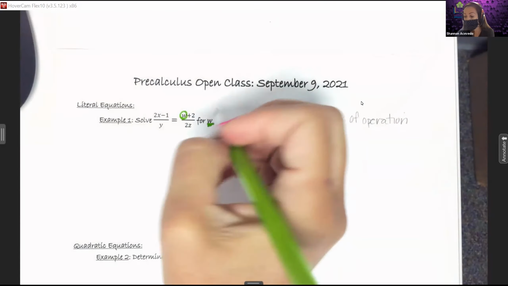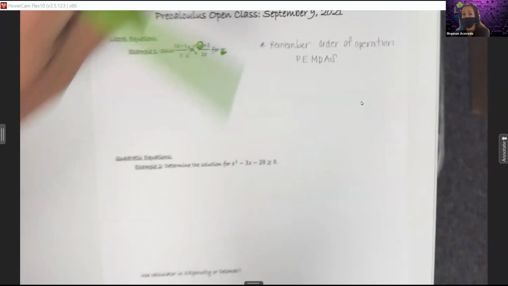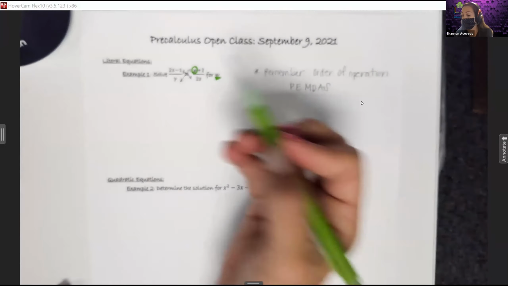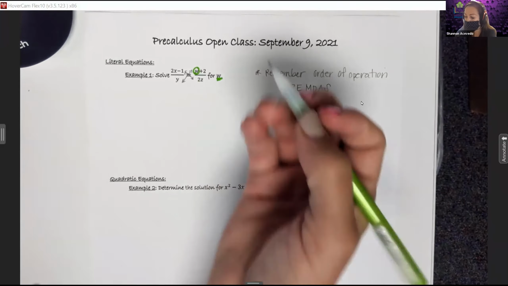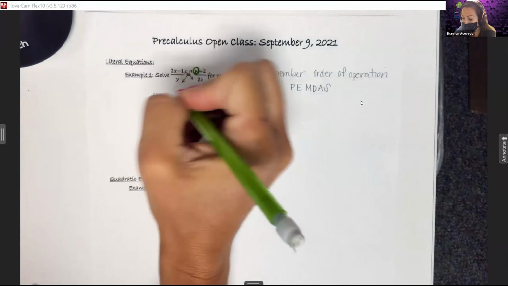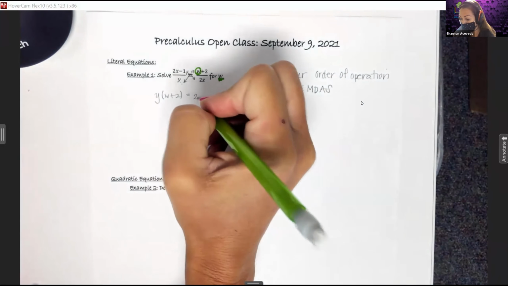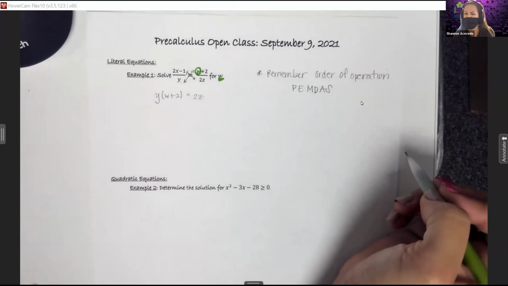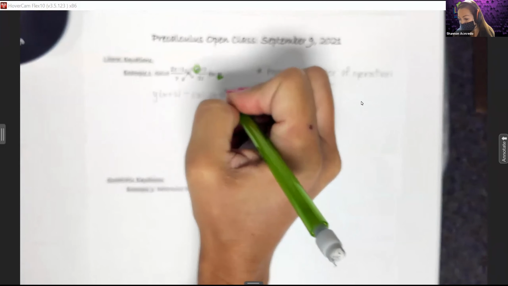All right, so again, my goal is to get my W by itself. So first thing that I'm going to do here is what I call cross multiply. If I have two fractions, two ratios set equal to each other, I like to cross multiply. And when I cross multiply, I end up with y times my W plus 2 is equal to 2z. So that's just to show that it's a z versus a 2. Sometimes when I write it, they look alike. Times my 2x minus 1.